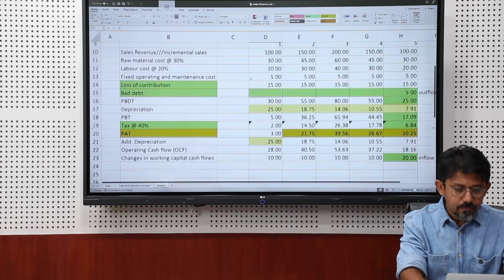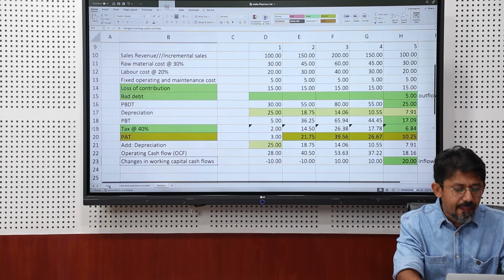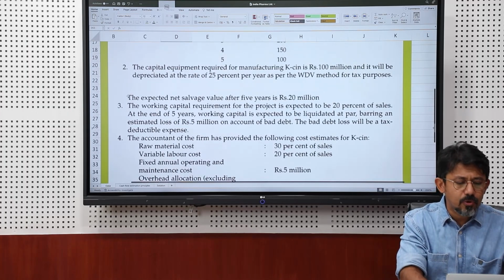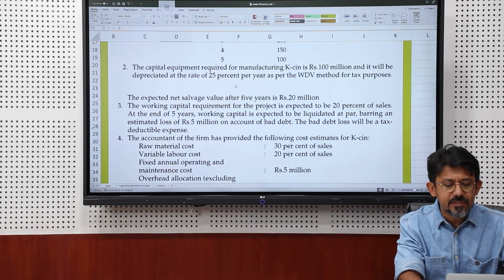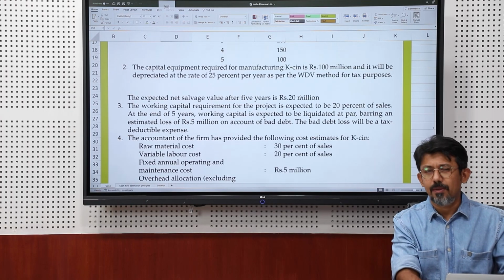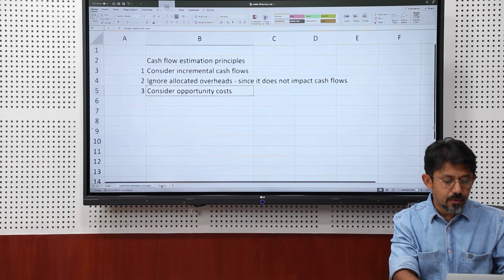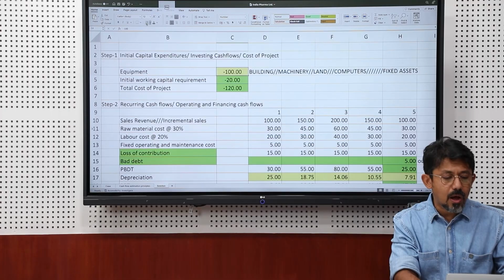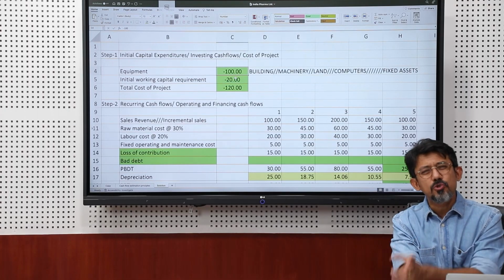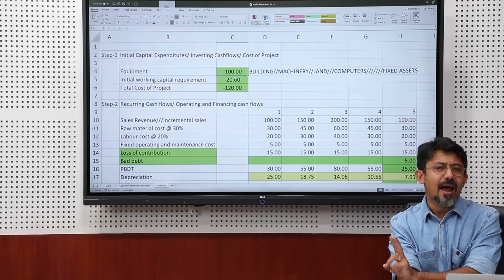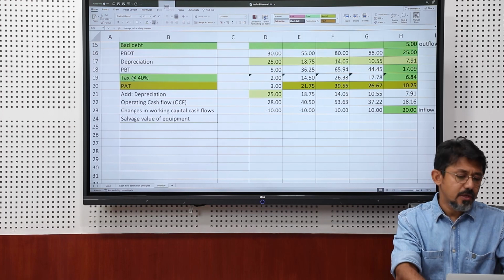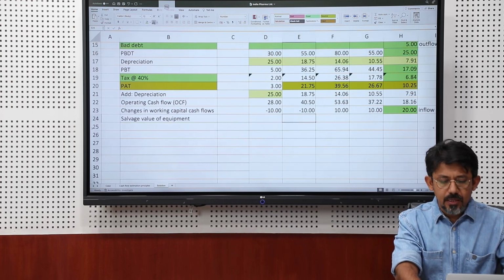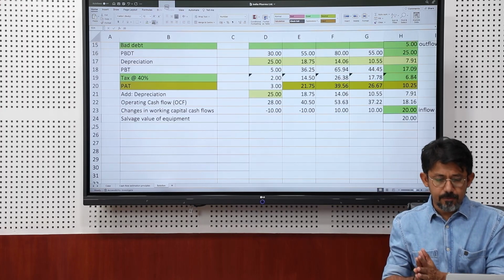Last bit now, I have changes in working capital, incorporated that. The last thing that I am looking at is point number 2, the last statement, that is the expected net salvage value after 5 years is 20 million. So, this machine that we bought for 100 million, right, would be sold off at a scrap value of 20 million, which is something that I get only at the end of 5 years. So, salvage value of the equipment is 0 in year 1, 2, 3, 4. Year 5, what I get is 20 million.